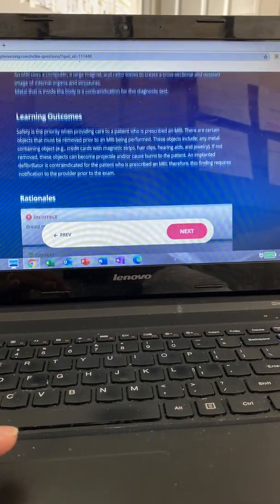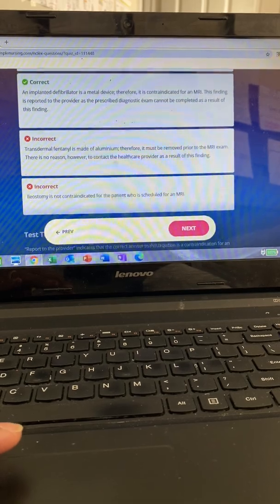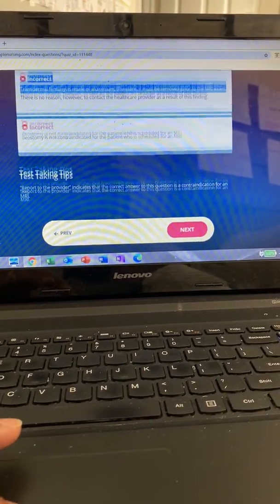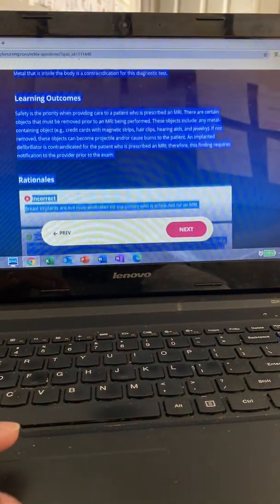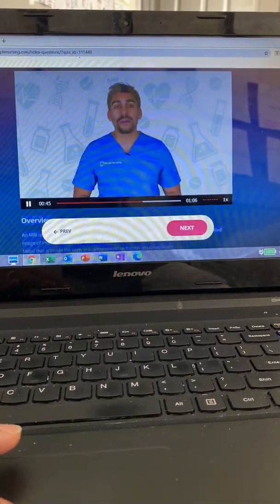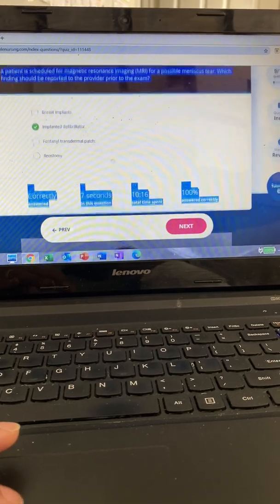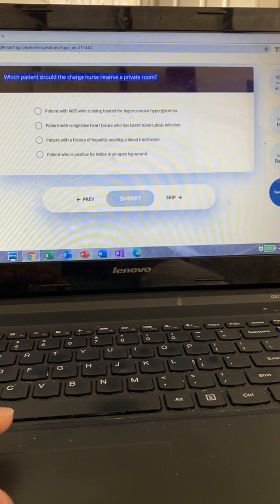So option number 1, breast implants are okay with MRIs. But option number 2, that's our correct option here, implanted defibrillator, guys, not okay. Remember, magnets with MRIs can cause definite malfunction here. And option 3 and 4 are incorrect here. Guys, a fentanyl patch is okay to use with an MRI, and an ileostomy is okay with an MRI.